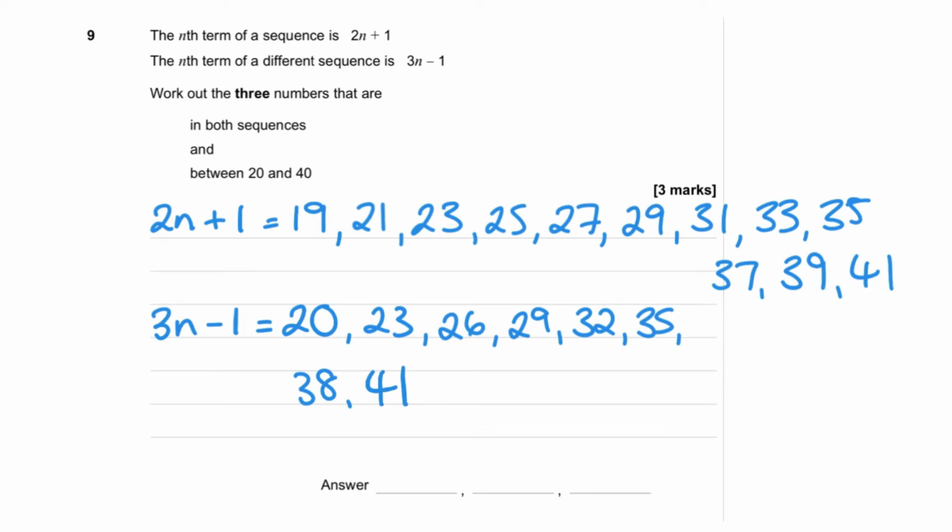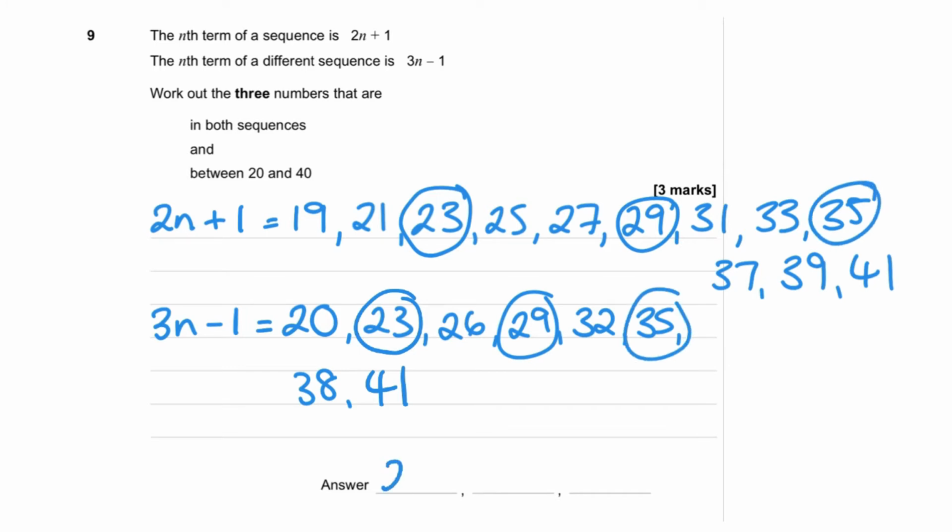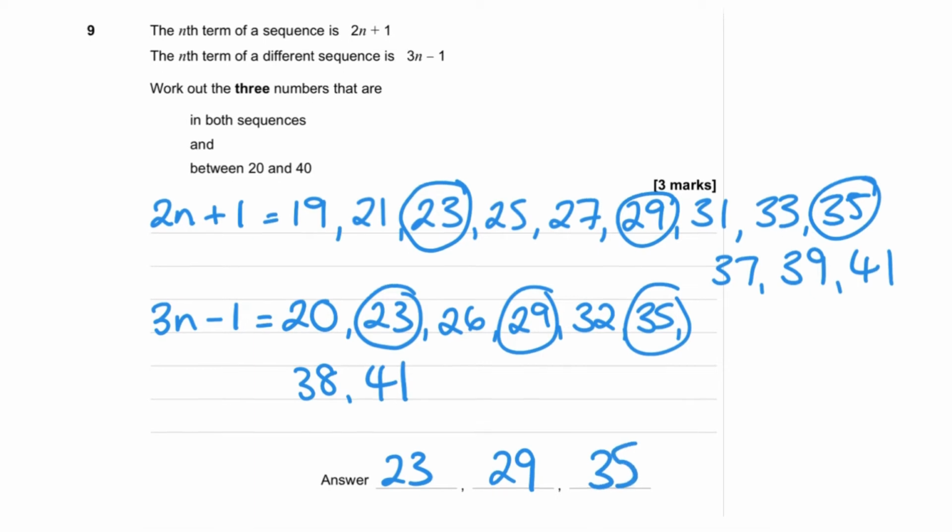So then we can just circle the three numbers that appear in both lists. So we've got 23, we've got 29, and we've got 35. So there are our answers, 23, 29, and 35.